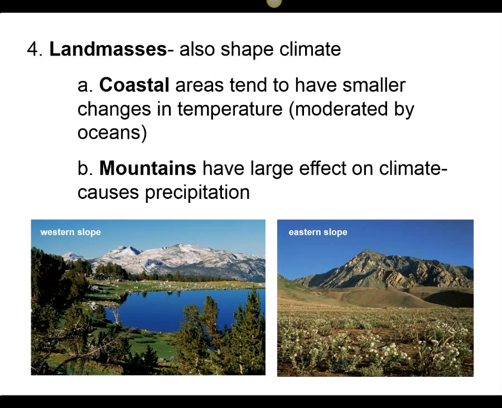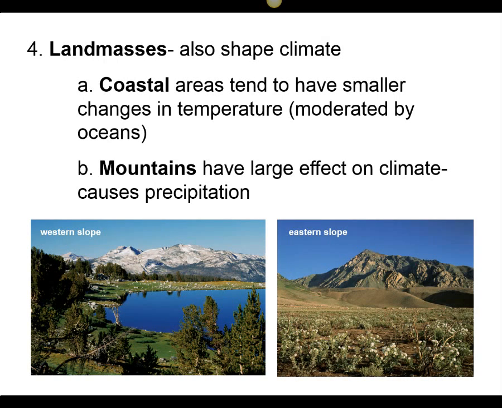Now, different land masses on land will also shape their climate, whereas regions within the coast tend to have smaller changes in temperature because the ocean that it's right next to helps moderate the temperature. So you'll see places like where we live, we don't see dramatic changes in our temperature because we're right next to the ocean.